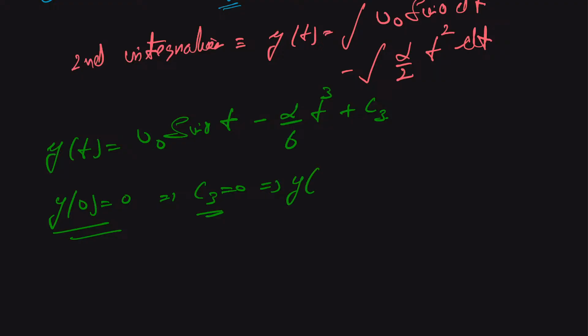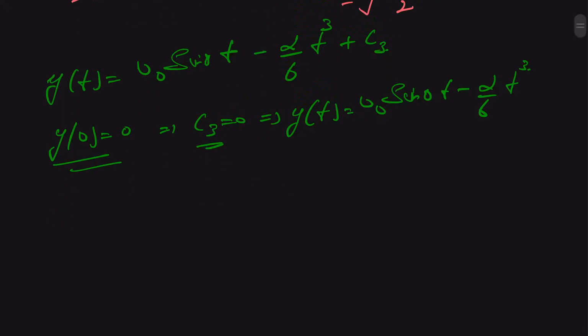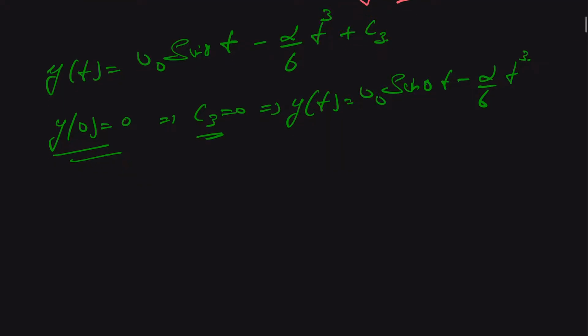Therefore, we get the equation for our vertical position at a certain time t as v naught sine theta t minus alpha by 6 t cube. Okay, so in this case, we have used the basic method to find the position, because the acceleration due to gravity is a time dependent function that is given as alpha t. So because of that, we have to solve it in this way.